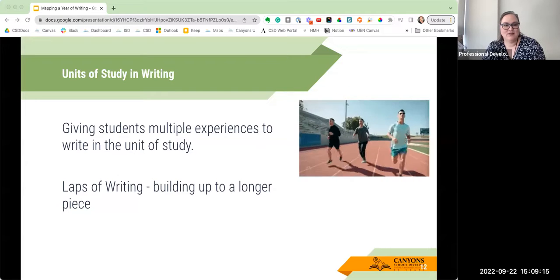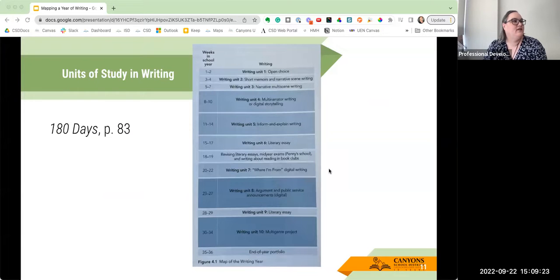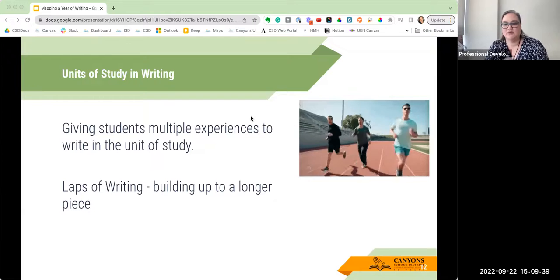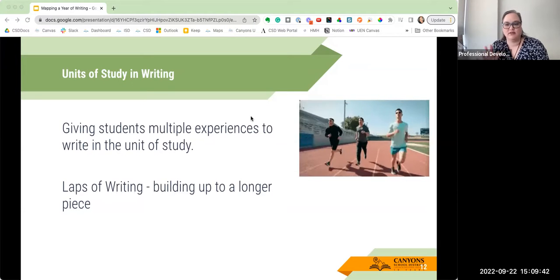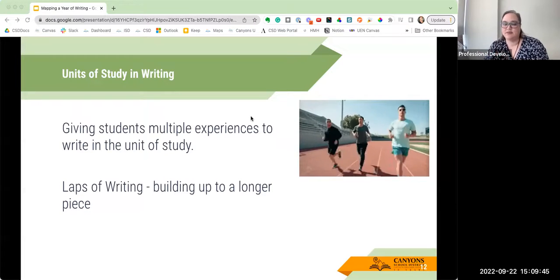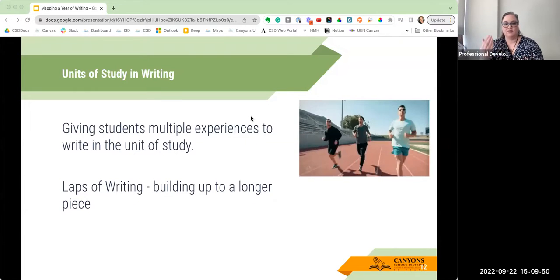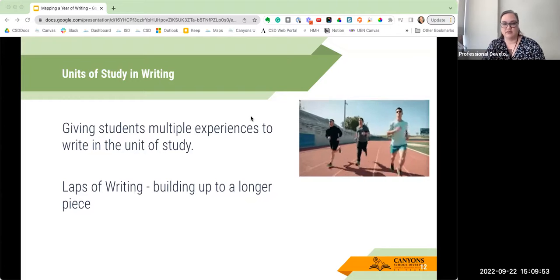So how do they do this? So they give students actually multiple experiences to write within that unit of study. So if we go back, let's just take the narrative. I think it was like their digital storytelling, multi-narrator writing or digital storytelling. So they call them laps of writing. And when we get into the specific types of writing, argument and such, they give examples of these, but they do laps of short pieces of writing that build to a larger piece.